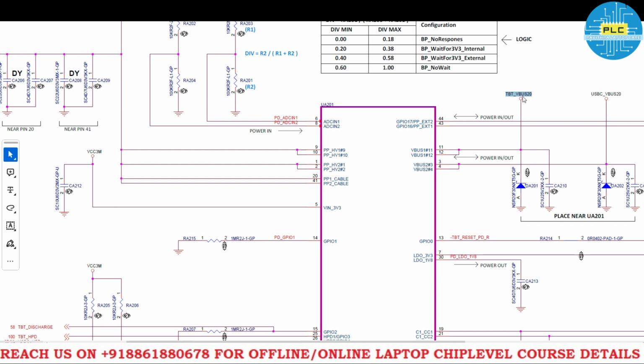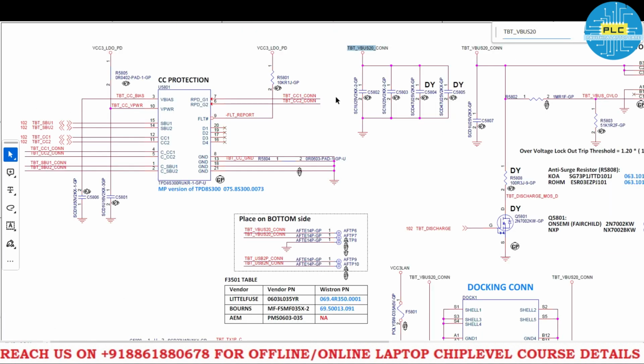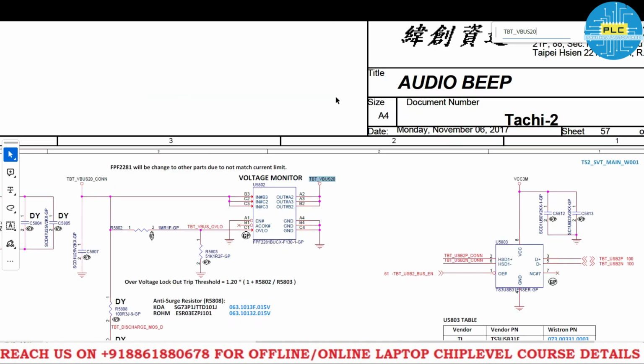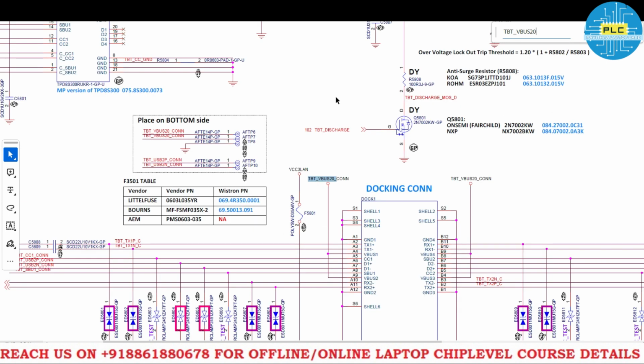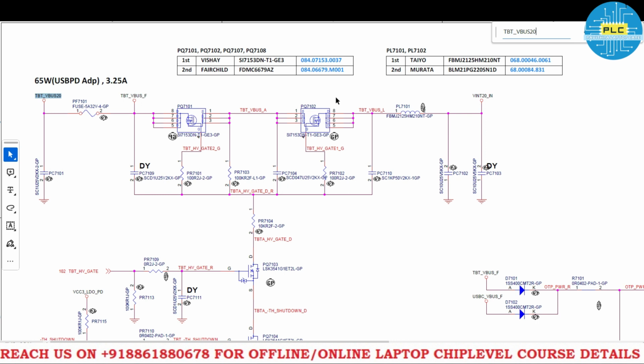So now I am copying this. This is the output voltage of this particular PD, and I will search where it has connected. It's a voltage monitor output. See, it has connected to a fuse. It's a 65 watt USB PD adapter fuse. Then after this, the voltage will become TBT VBUS F.